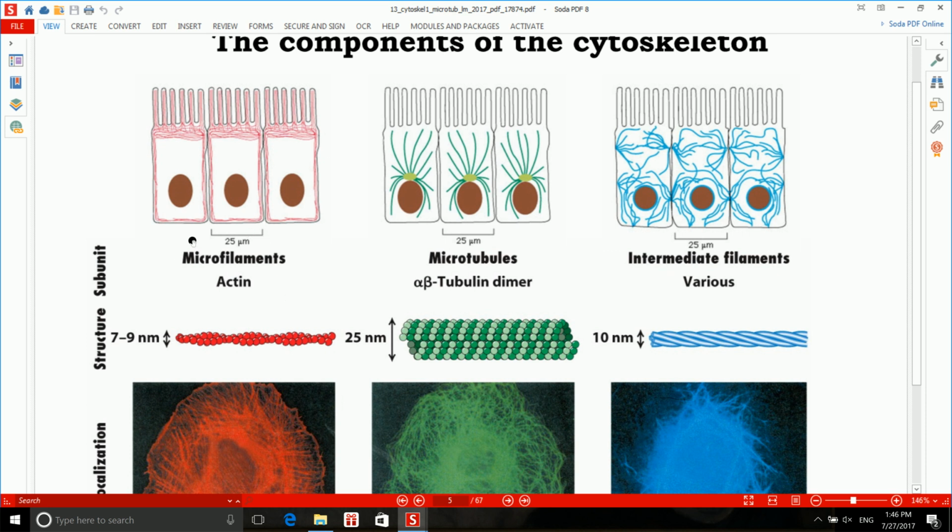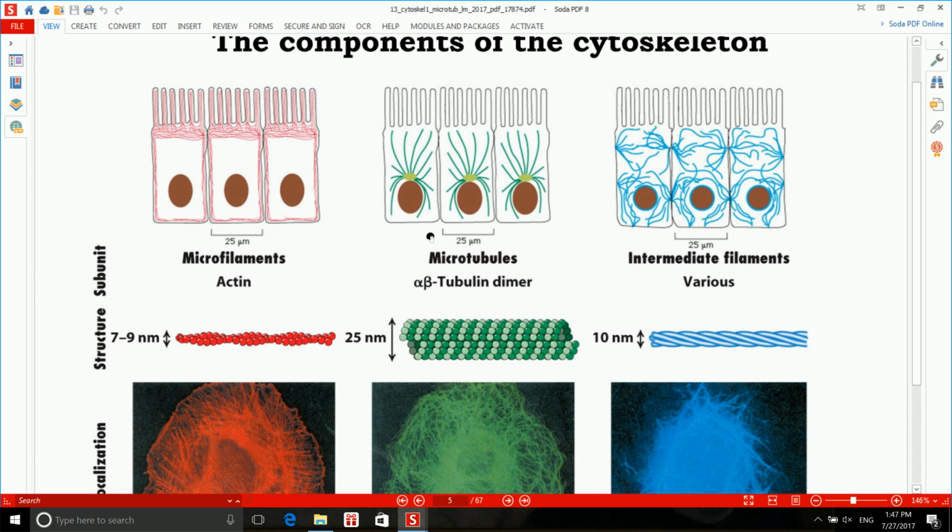The subunits of microfilaments are actin filaments. So microfilaments, their subunits, their monomers are actin filaments. And as you can see, these filaments are spread on the edges of the cell, mainly because they are very important for the cell-cell or cell extracellular matrix junctions. So they are important for cell-cell contact and cell ECM contact. That's the main reason they are distributed like this in the edges of the cell.